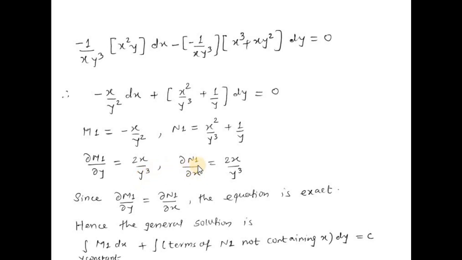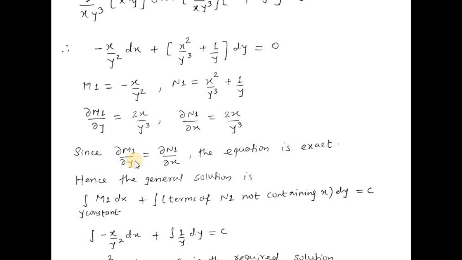Now here we have to find out del n1 divided by del x. So it will be 2x divided by y cube, because derivative of x square is 2x and y is a constant, and derivative of this term is 0 because y is a constant. So here as you can see that del m1 divided by del y is equal to del n1 divided by del x. Therefore the equation is exact. Hence the general solution is given by integration m1 dx, where y is a constant, plus integration terms of n1 not containing x dy is equal to c.